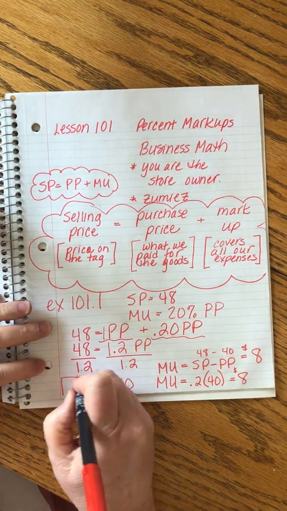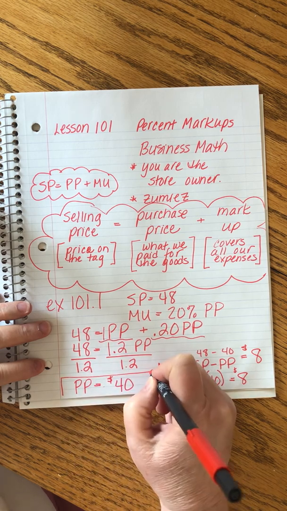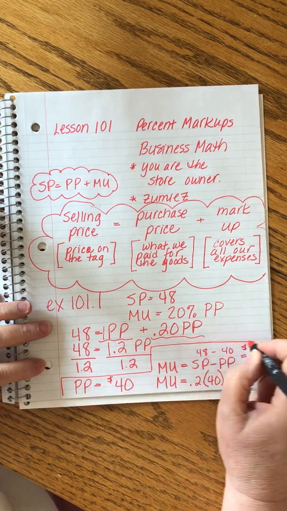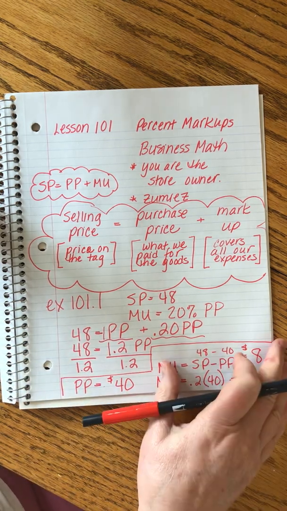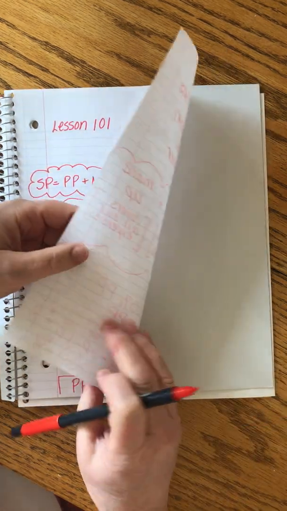Again, like I said, the math in these problems is not difficult. It's just understanding how to use the terms. All right, purchase price is 40, markup is 8. There are 3 in all.